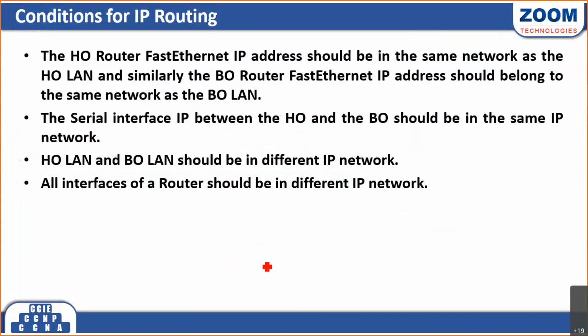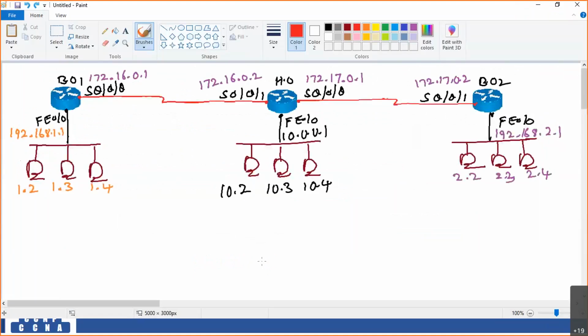So I request everyone to also make a diagram for three routers and try to assign your own IP addresses, your own examples. I have used 192.168.10, 172.16. So you design your topology with your own IP addresses based upon the conditions. Then you can have some practice. Not now, later.